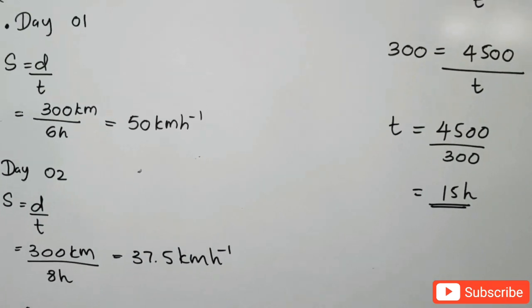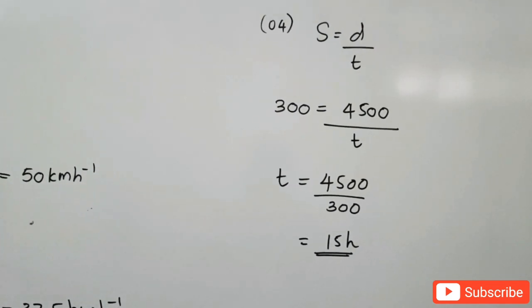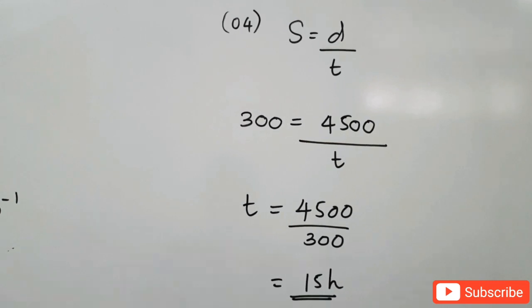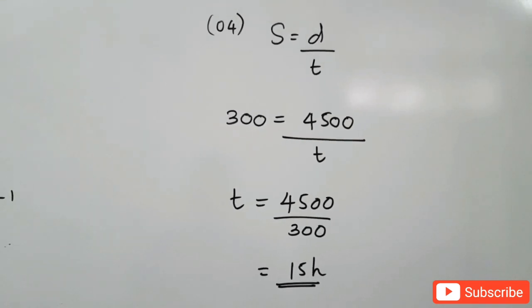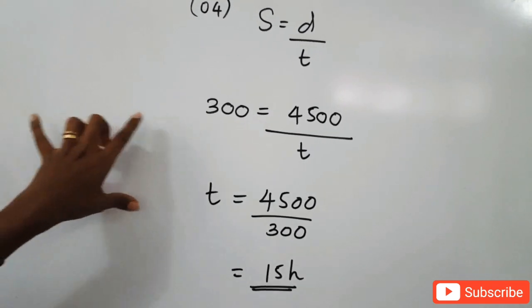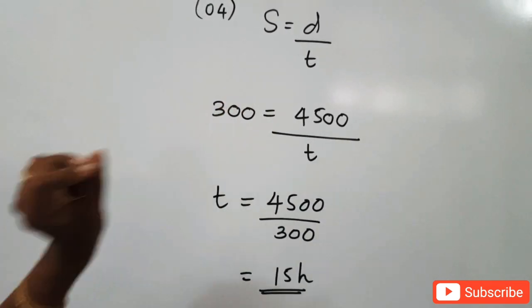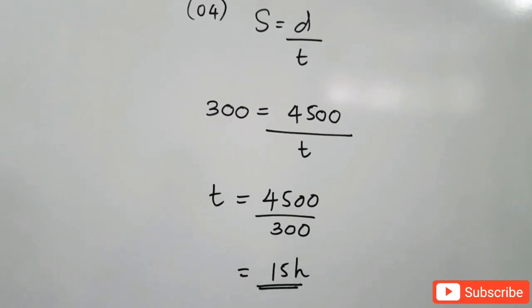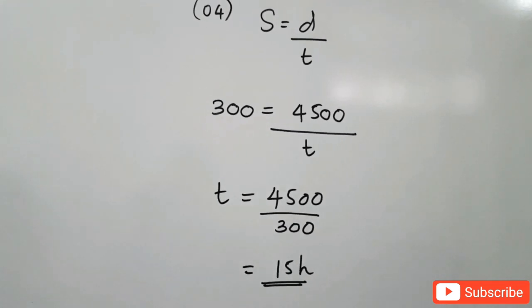Okay, come, let's see the 4th question. How long will it take an aircraft which travels at a uniform speed of 300 km per hour to fly 4,500 kilometers? In that, they are asking about the time. But we use the same formula, speed equals distance over time, and we substitute the correct values. So it becomes 300 is equal to 4,500 over t. So time is equal to 4,500 over 300, which will give us 15 hours.